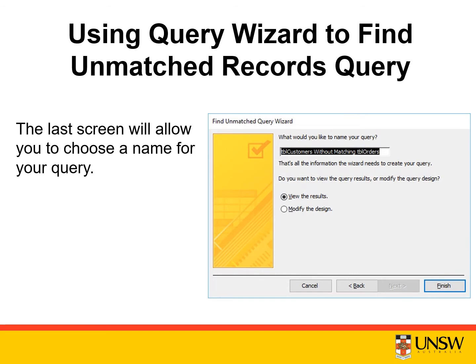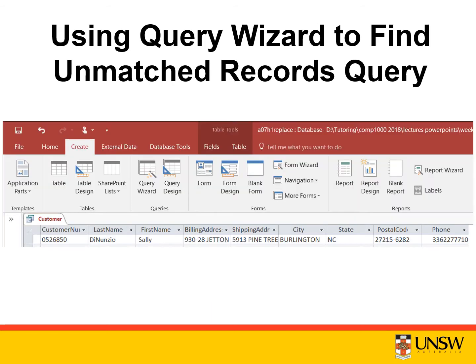Finally, type a name for the query and click Finish. As it can be seen, there is only one customer who hasn't placed an order yet. Watch the Find Unmatched Records query demo in the next slide.